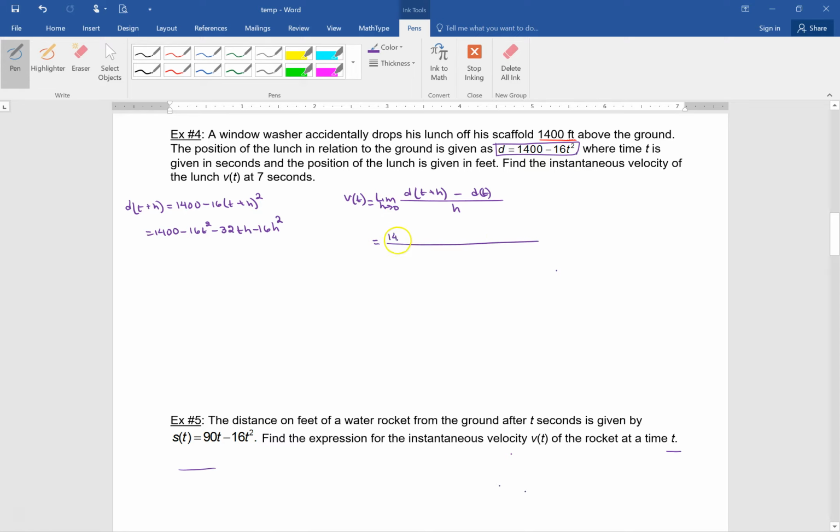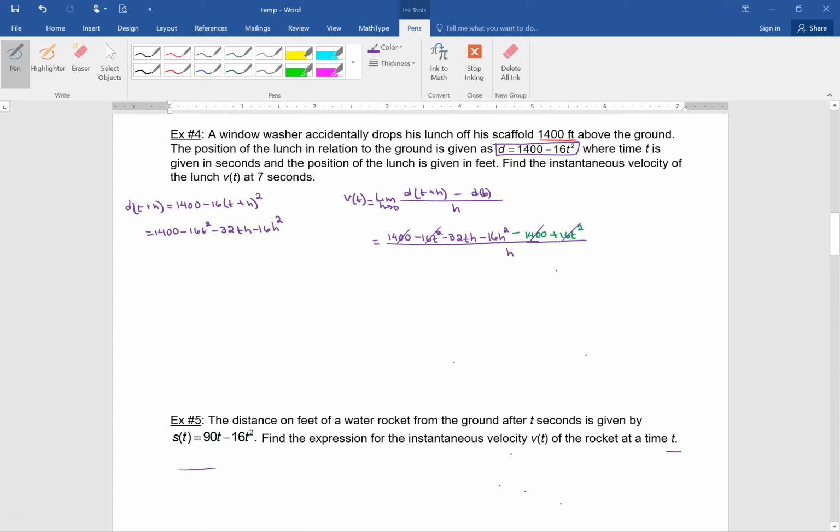So this is what we just found, d of t plus h, now minus d of t, which is what? What's d of t? 1,400 plus 16t squared, all over h. No, because you're subtracting and you distribute. Okay? All right. So now I'm going to cancel the 1,400 with the 1,400 and the 16t squared with the 16t squared.